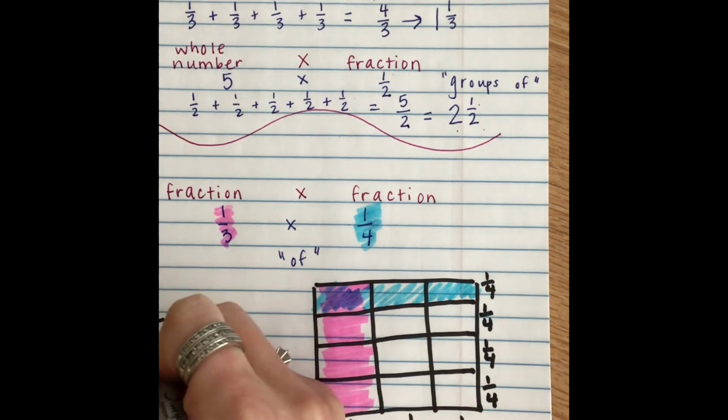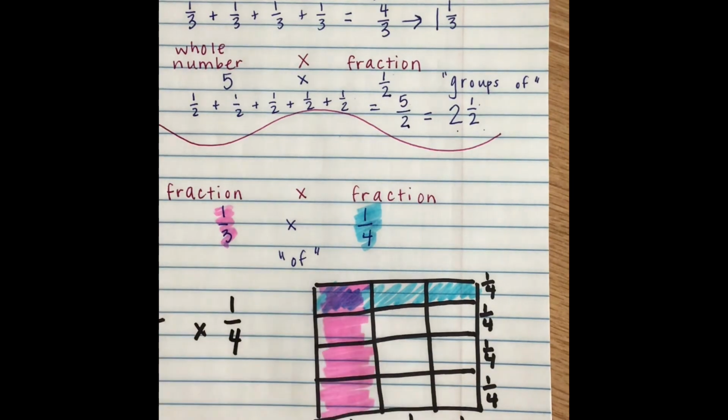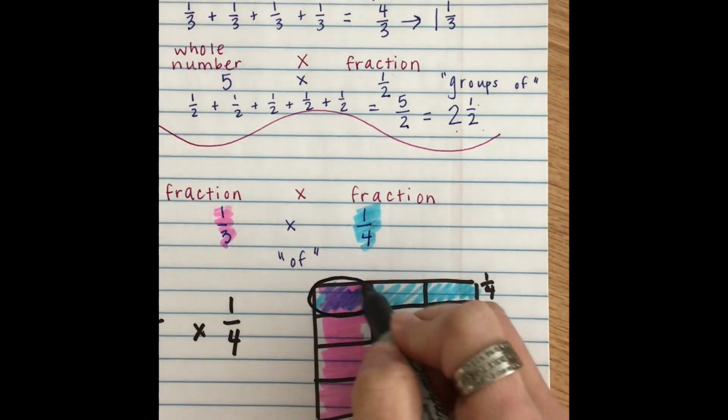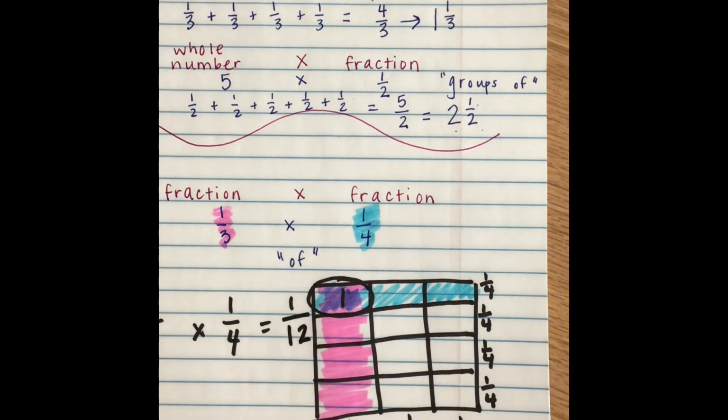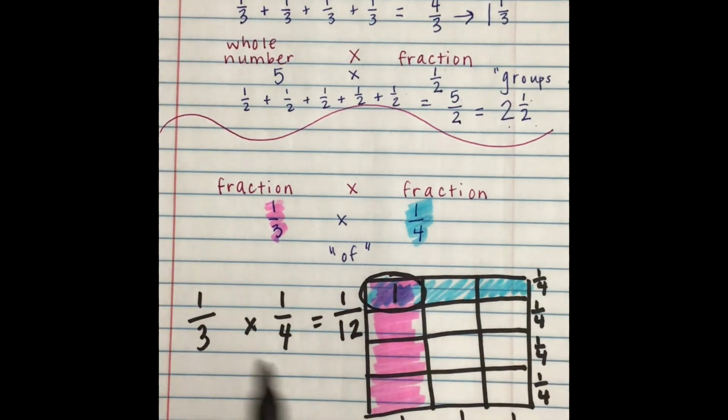So when I'm multiplying 1/3 times 1/4, I'm looking at how many have both colors represented. And that's going to be 1 out of how many total boxes. So I'm going to count all the boxes, and I see that there are 12 total boxes that are represented. So my answer is 1 out of 12 total boxes. Another way you can do this is by saying 1 times 1 is 1, 3 times 4 is 12.